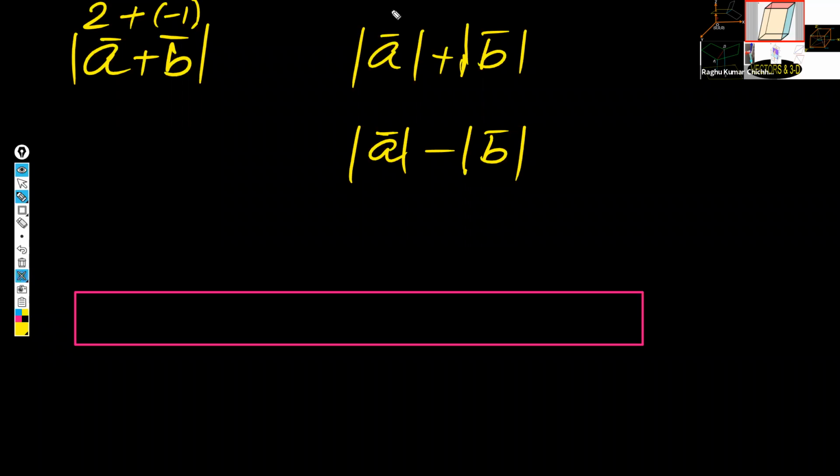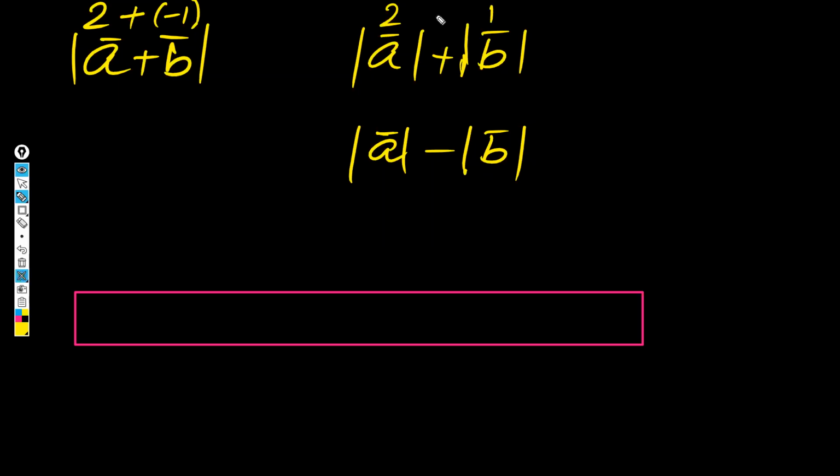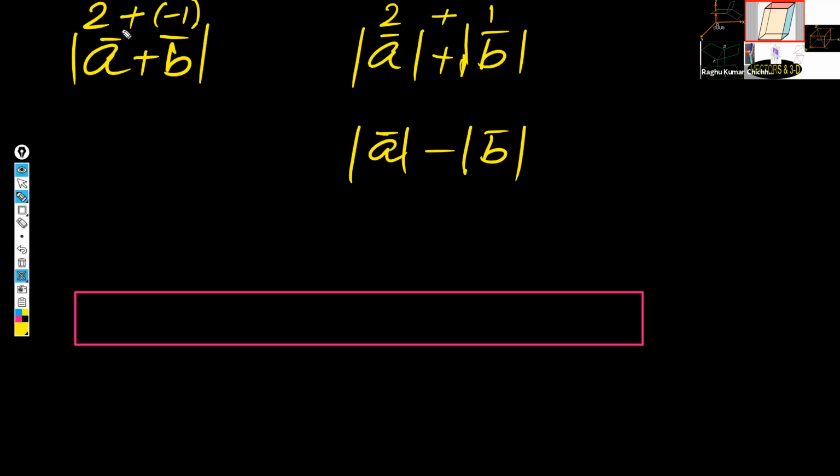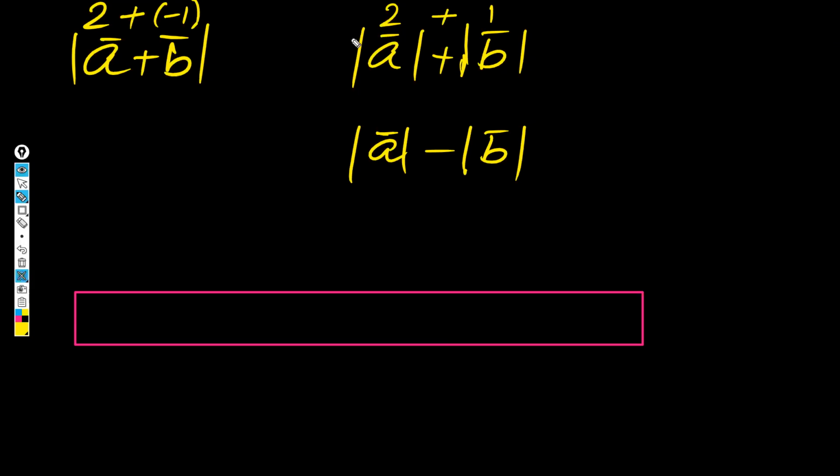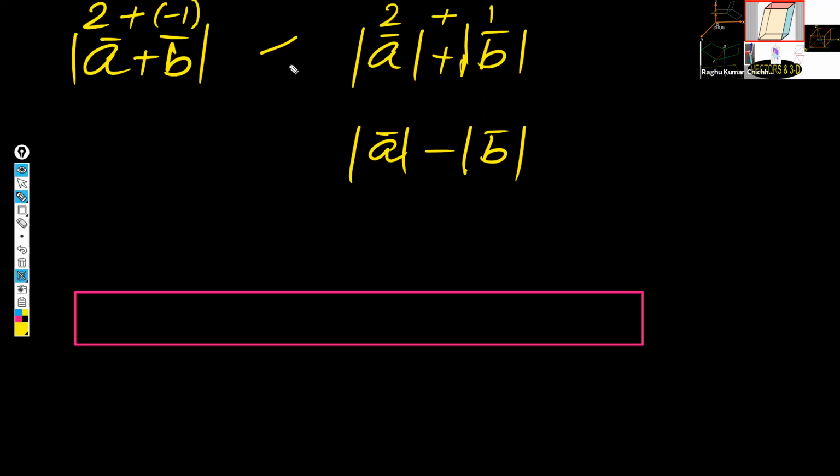Now what is mod A bar? 2. What is modulus of minus 1? 1. So what is 2 plus 1 here? 3. What is 2 minus 1 here? 1. Which is greater? The RHS is 3, greater. Hence the LHS is always less than or equal to the RHS. If you forget the inequality, follow this hint to write the correct inequality: always, modulus of A bar plus B bar is less than or equal to modulus of A bar plus modulus of B bar.